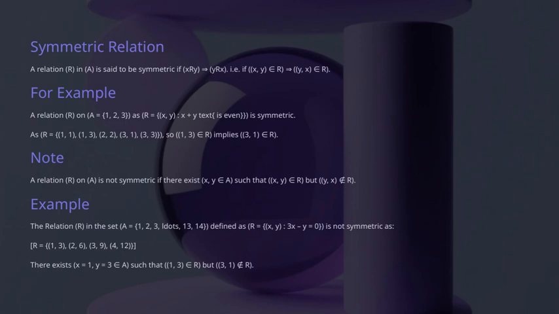In summary, a relation is symmetric if whenever x is related to y, then y is also related to x. This concept is crucial because it helps us understand the nature of relations, whether they are mutual or one-sided, and how they behave within the set.